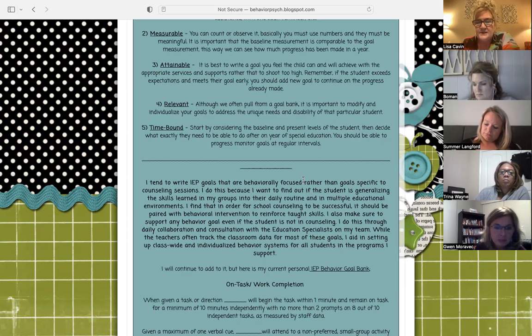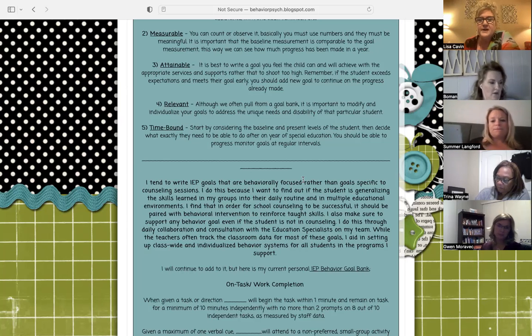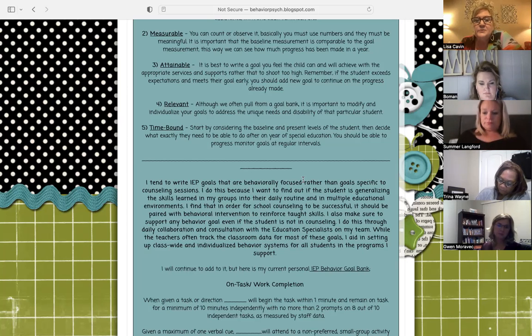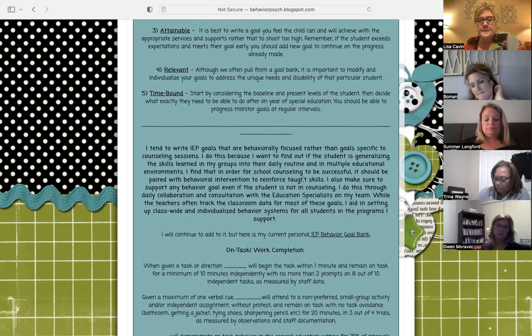And then lastly, the T stands for time bound. We want to start by considering the baseline and those present levels that the teachers share with us. Then decide what exactly they need to be able to do after a year of special education. You should be able to progress monitor all of your goals at regular intervals.